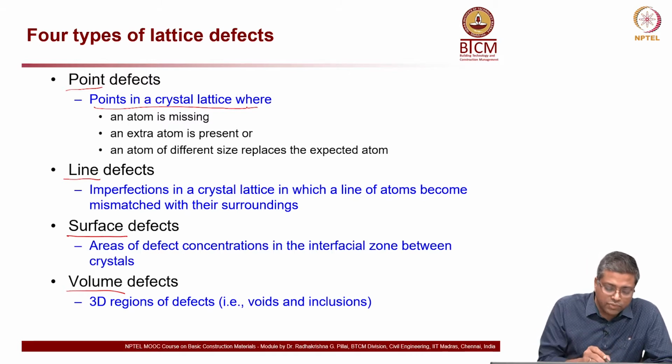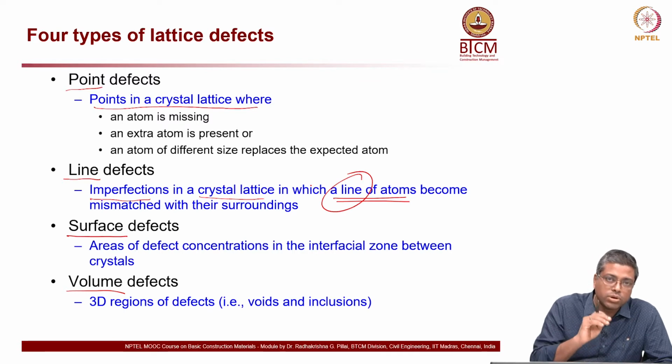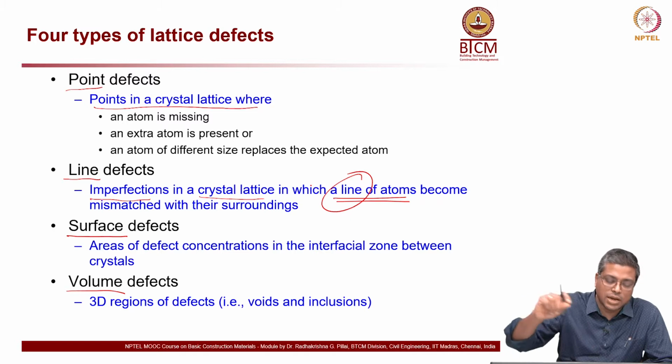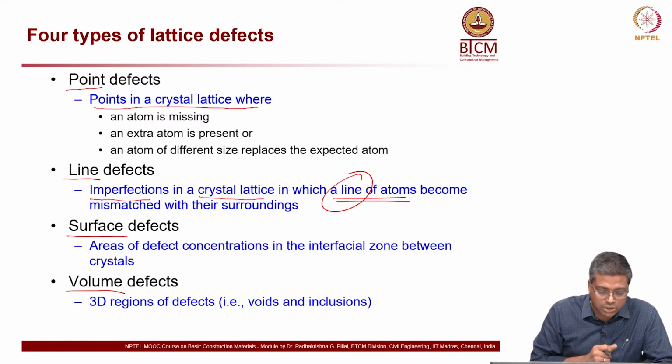Now, what about the line defect? These are imperfections in a crystal structure or lattice in which a line of atoms become mismatched with their surroundings. So, there is some non-uniformity in the way the atoms are arranged, but this non-uniformity is one dimensional in nature, along one line. It is not necessary that this line is a straight line throughout the material, but when you look at a small range of distance, you can say it is in one dimension.